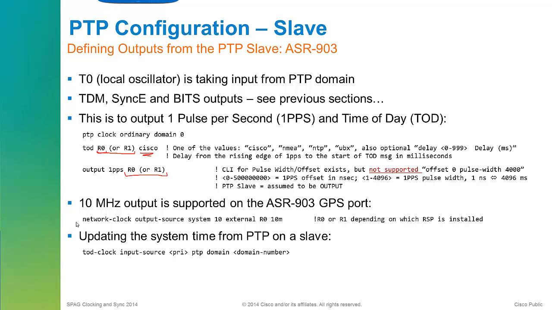10 megahertz, you can put the output on the 10 megahertz. You can output 10 megahertz by putting 10M. You can actually output 2 megahertz on that same port by putting 2M. So if you put external R0 2048, it goes out the bits port. If you put 2M, it goes out the 10 megahertz port, and if you put 10M, it goes out the 10 megahertz port. And you can update the time of day clock from the PTP on the 903.